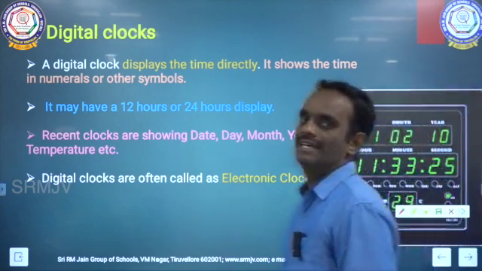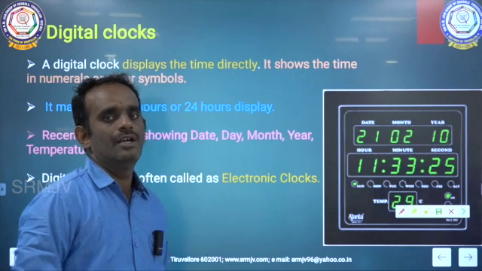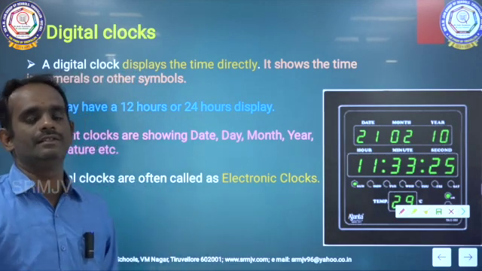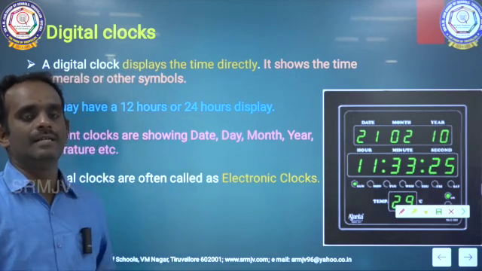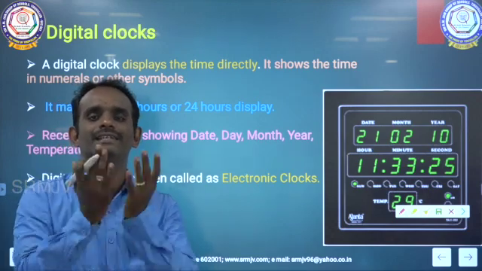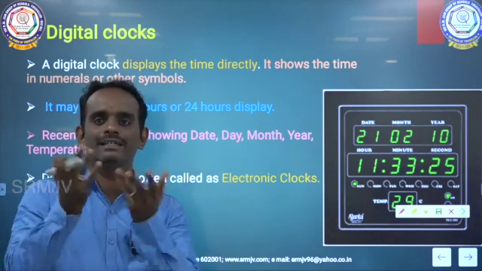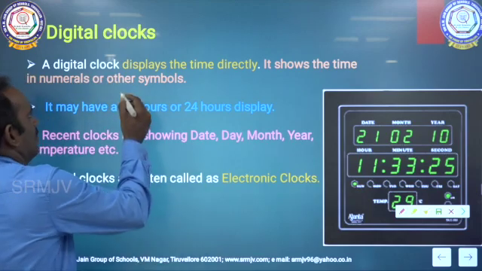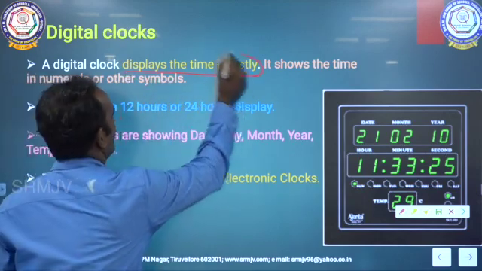The next one is digital clocks. You are all very familiar with digital clocks. That particular clock shows the time directly. We can easily see the time directly. So, digital clocks display the time directly.